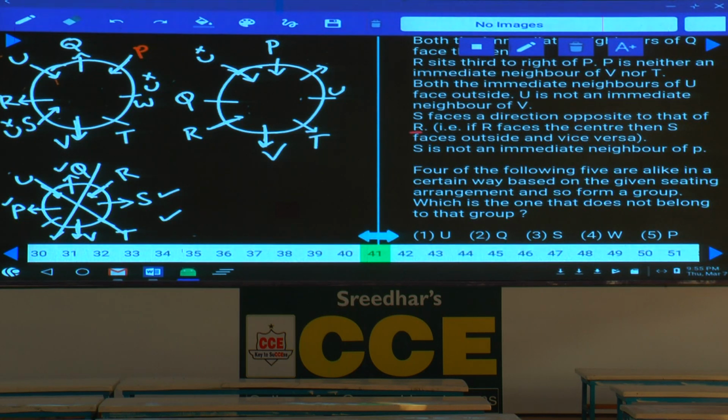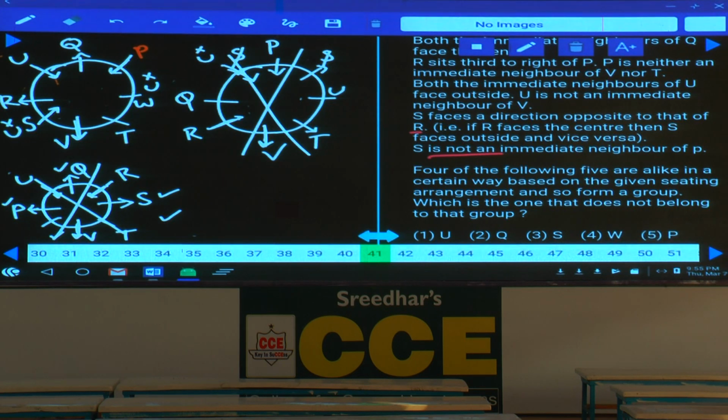Then what is the other case left over here? And in this one, R and S are facing away from the center. Now we need to place S. Now S can be either at this place or at this place. There are only two possibilities. But as S cannot be adjacent to P, hence S cannot be here, cannot be here.